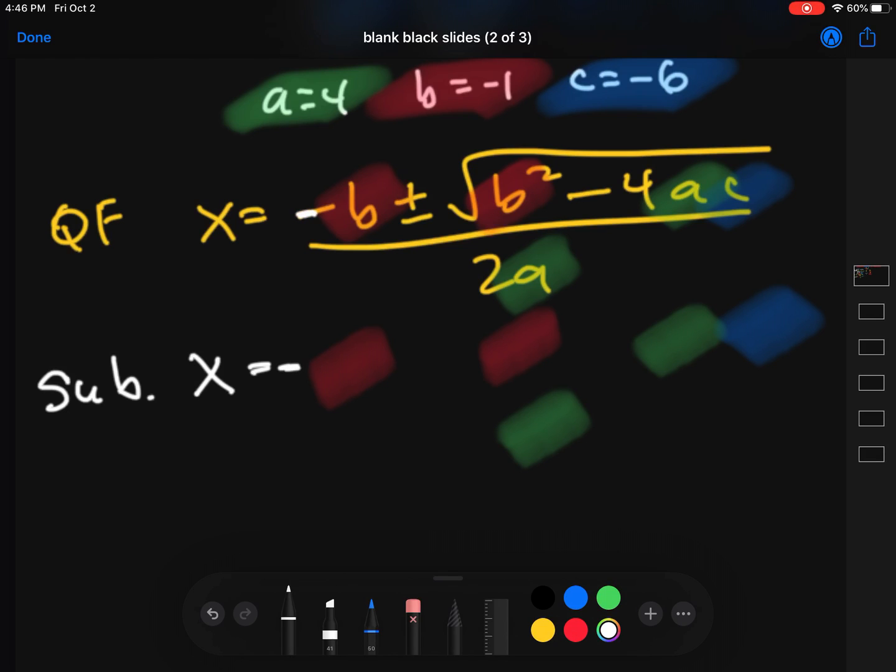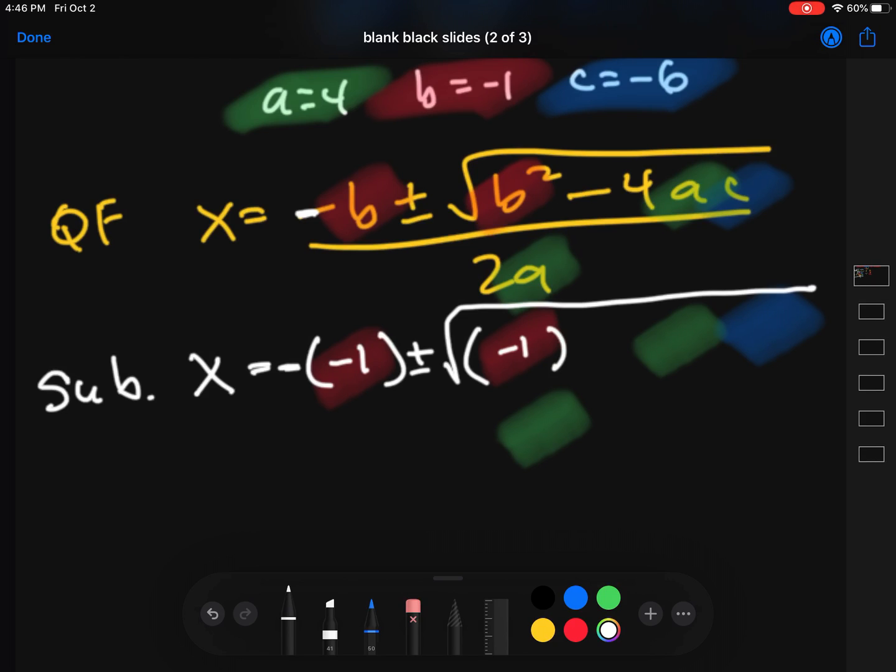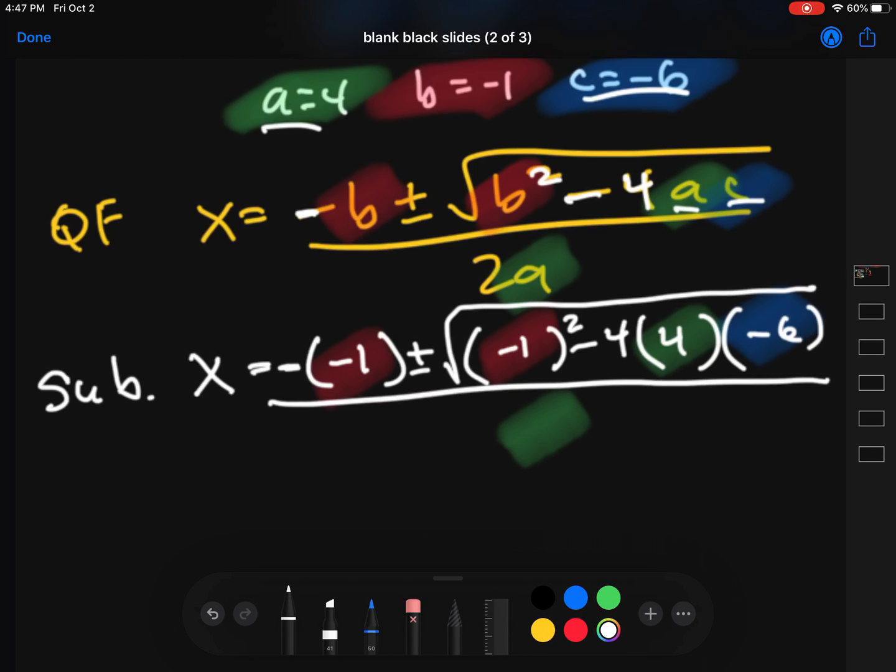Negative, okay, that negative sign has to stay out there. And anytime I'm putting a substitution or replacing it, the B value is a negative 1, you put it inside the parentheses. The square root, plus or minus the square root of my B value, which is negative 1 in red above, squared, right? I'm just copying this. My negative 4. Okay, my A value is 4. My C value is negative 6. This is all over 2 times the A value, which is 4.